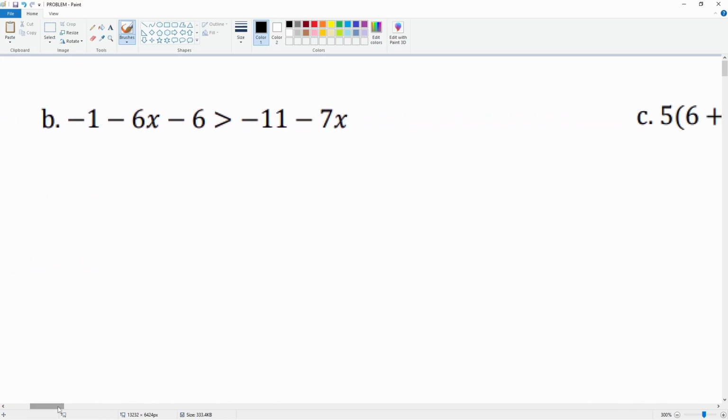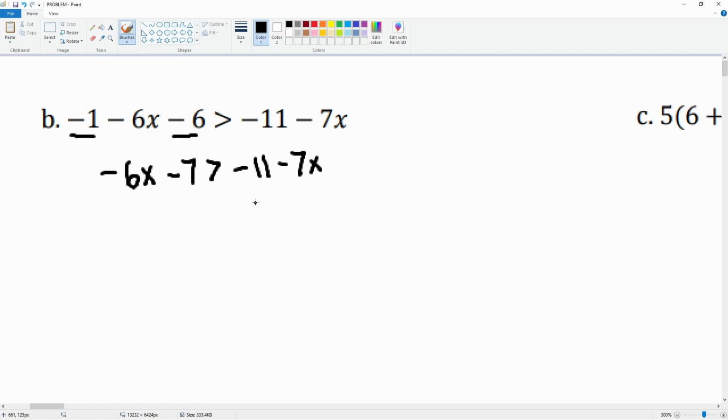Okay. B, we have this -1 and this -6 here. This does combine, because they're like terms, giving you a -7. Bring down the -6x here. This is greater than -11 minus 7x.